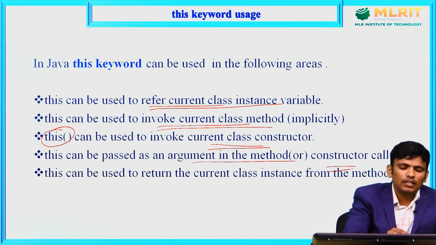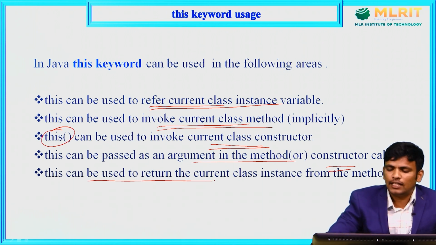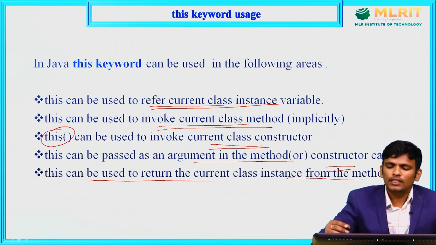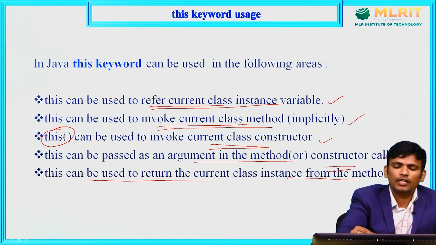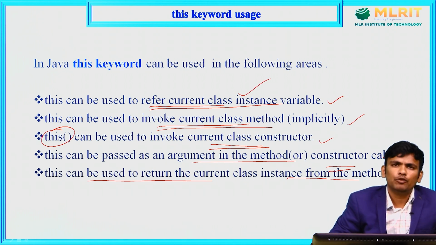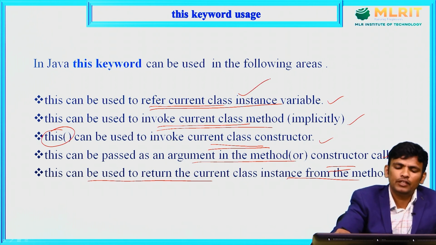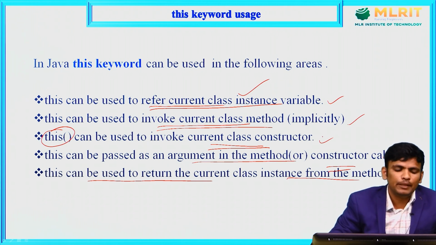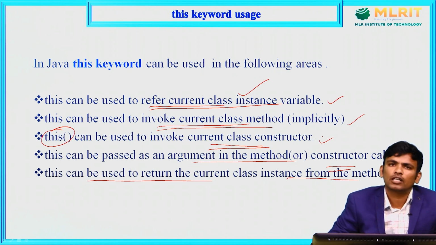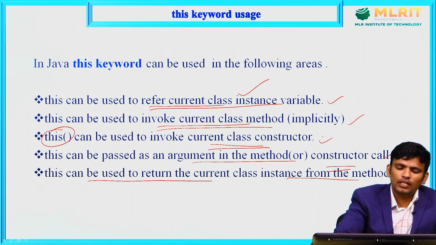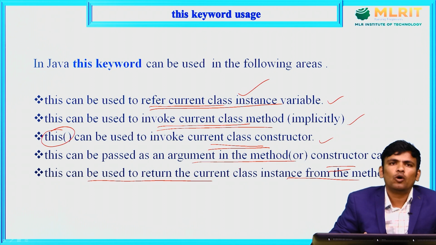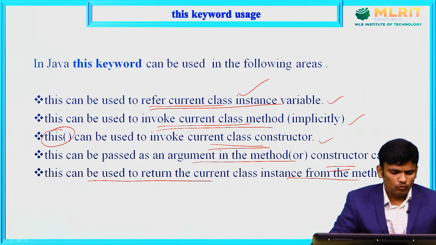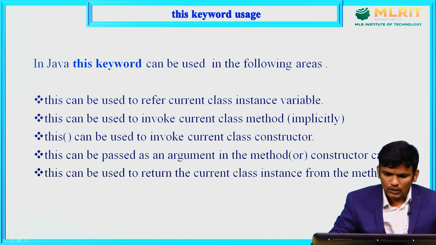And last, this can be used to return the current class instance from the method. So these are the different areas where we can use the this keyword. Using this, we can refer to the instance variable, invoke the current class method, and invoke the current class constructor. We can also pass this as an argument to a method or constructor, and we can also return the current object from a method. One by one, now we'll see these uses.